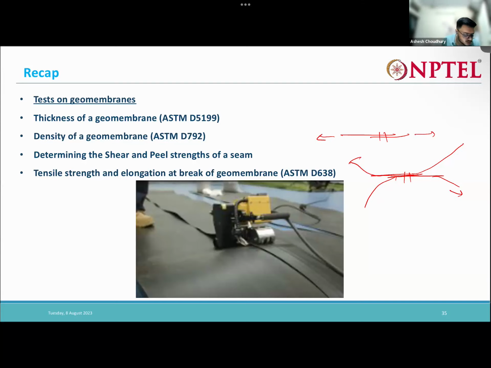So for this test, there is normal testing. Similar to the geotextile and these other tests, you put it in the clamps and you get the tensile strength. Okay. So geomembranes should have large elongation. They should almost show 500% elongation. This is the desired property. So geomembrane should show about 500% elongation before they break.